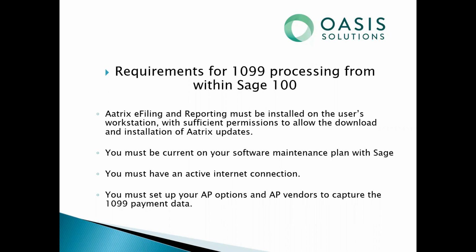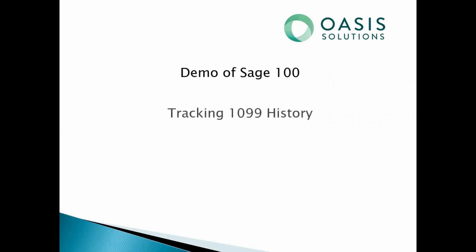And we'll take a look at this in a few minutes. But you have to make sure that in your accounts payable options in Sage 100 that you have set up for the 1099 payments. And I will show you more information about that. So, take a look. Do you have any questions yet?